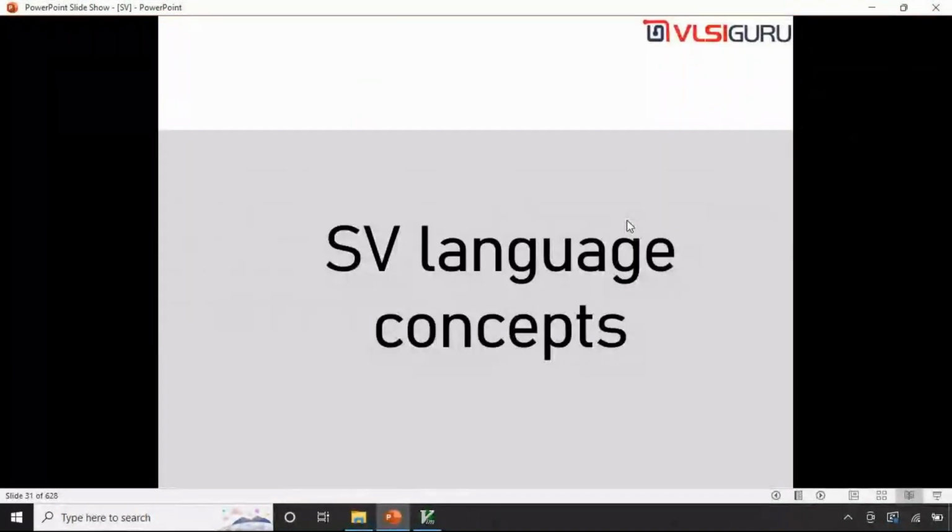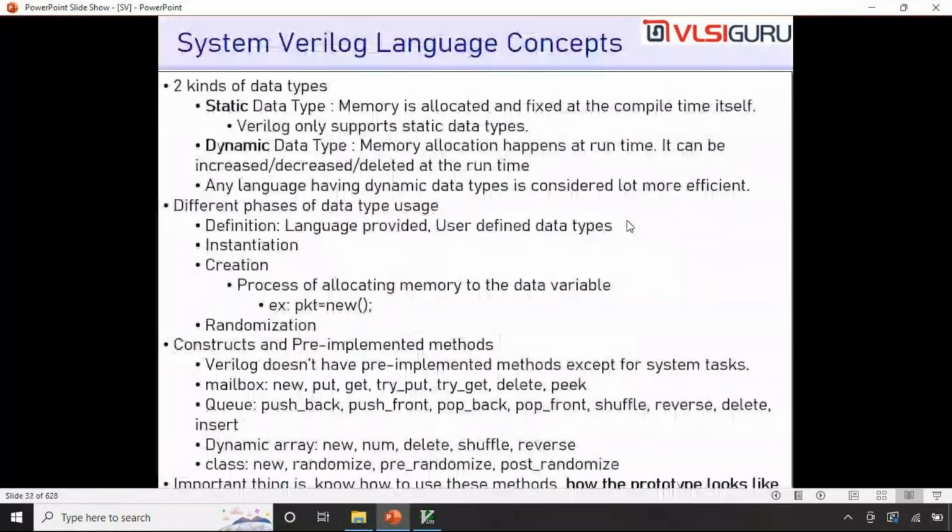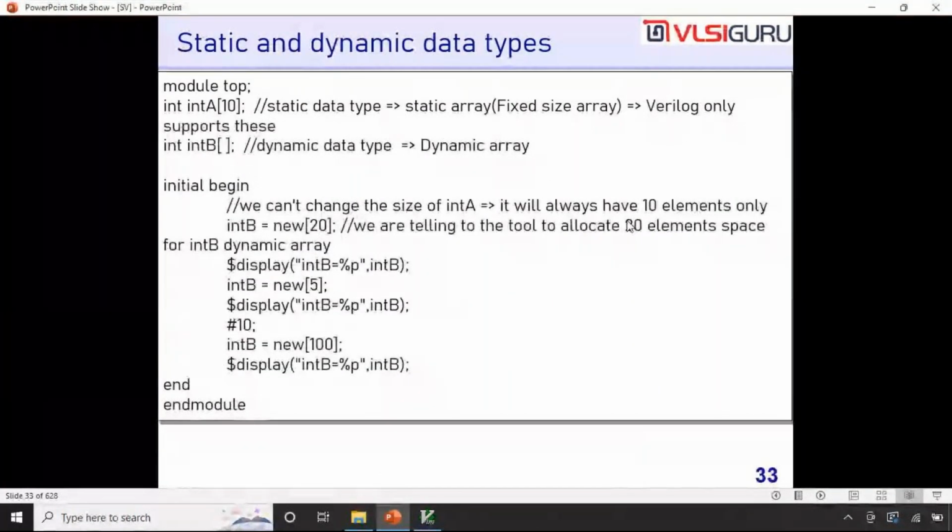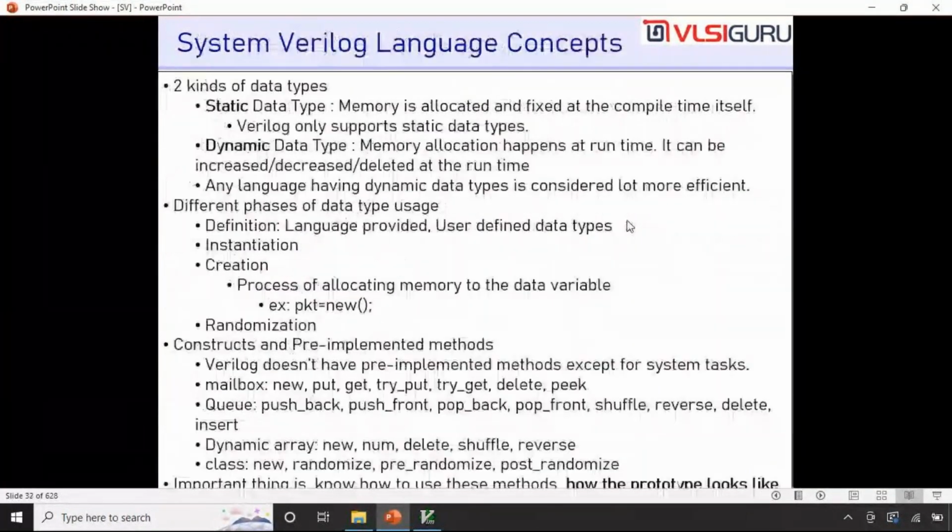Next, SystemVerilog language concepts. Let's not get into it. My point is, let's directly jump in, because even if I teach it, it doesn't immediately add much value. When it comes up here, I'll explain that point.